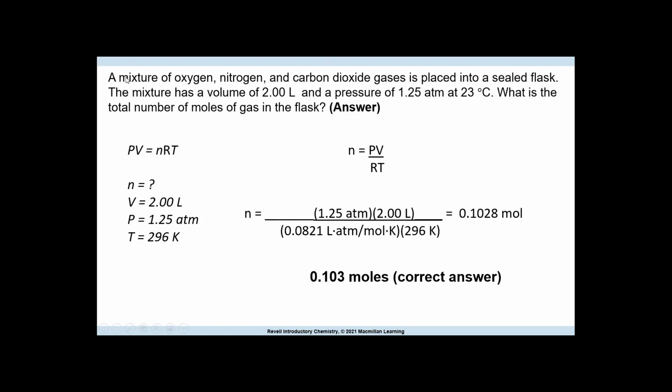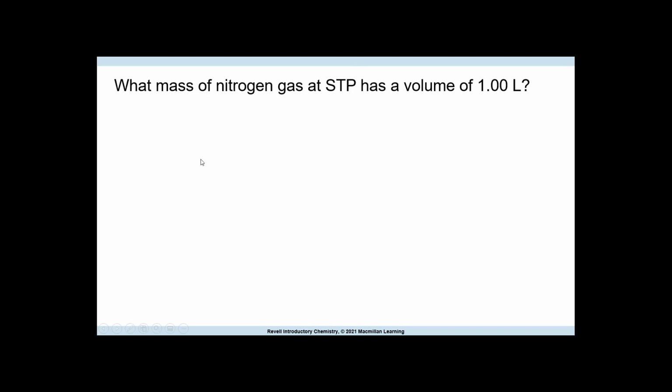So it's got a mixture. Excuse me. In this case, we have a mixture in here. It's giving us the total amount of moles. We didn't have to separate anything out. We didn't have to worry about any of that part. We just had to figure out the total amount of the moles that are in this vessel, and they've given us the information. What is the mass of nitrogen gas at STP that has a volume of 1.00 liters?